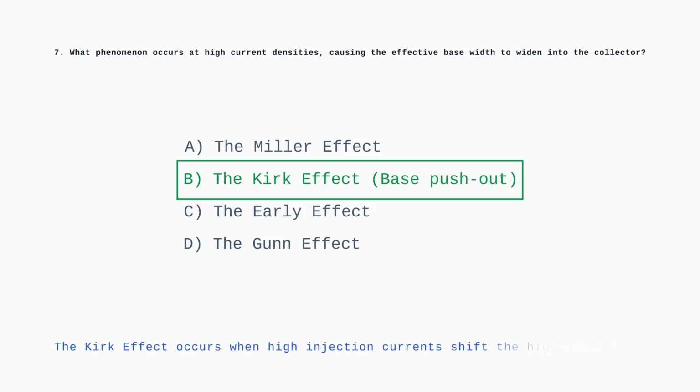Question 7. What phenomenon occurs at high current densities, causing the effective base width to widen into the collector? Also known as base pushout, the Kirk effect occurs at high current densities, shifting the active junction boundary and artificially widening the base.